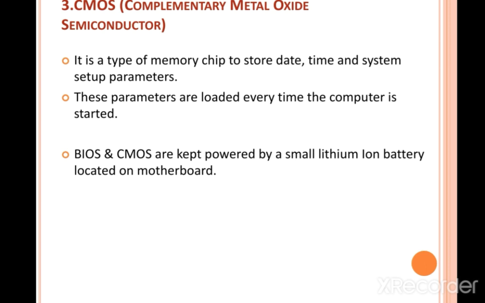That is why we observe that when the computer is turned on, the system still displays the correct clock time, because of these parameters. BIOS and CMOS are kept powered by a small lithium-ion battery located on the motherboard.